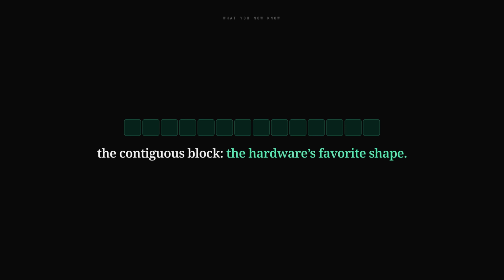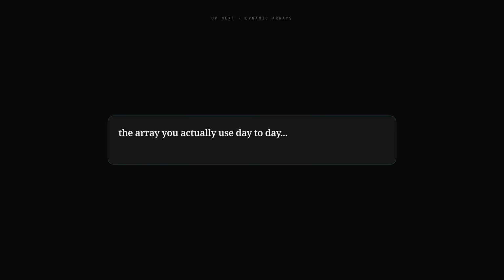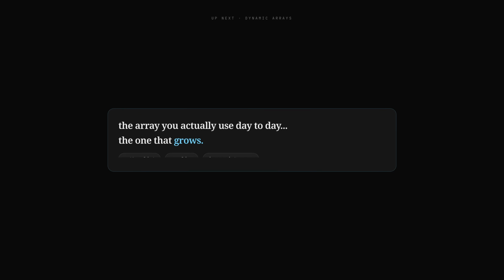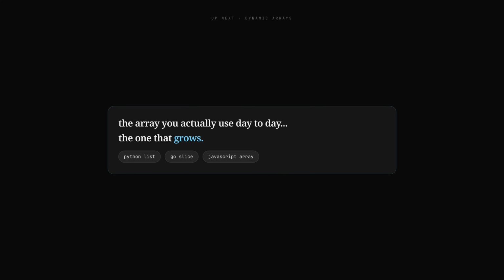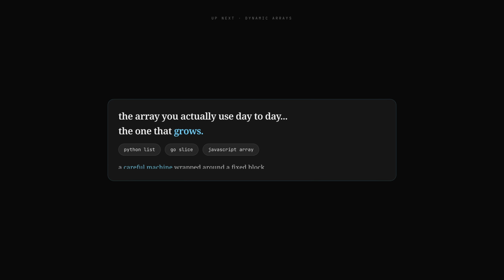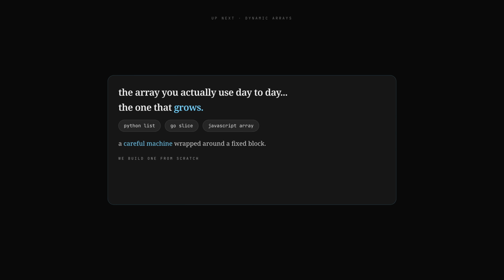You now know why the contiguous block of memory is the hardware's favorite shape. Next lesson, we take that block and build on it. Because the array you actually use day to day, the one that grows, a Python list, a Go slice, a JavaScript array, is a careful machine wrapped around a fixed block. We're going to build one from scratch.